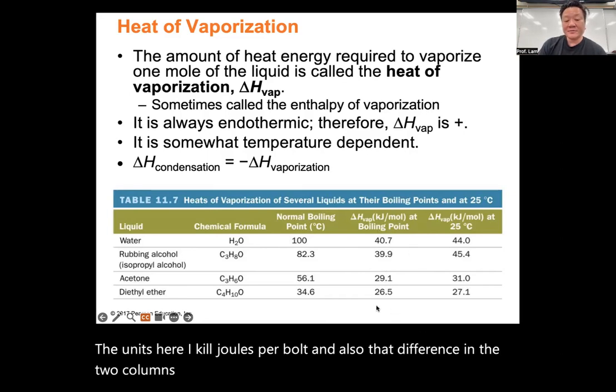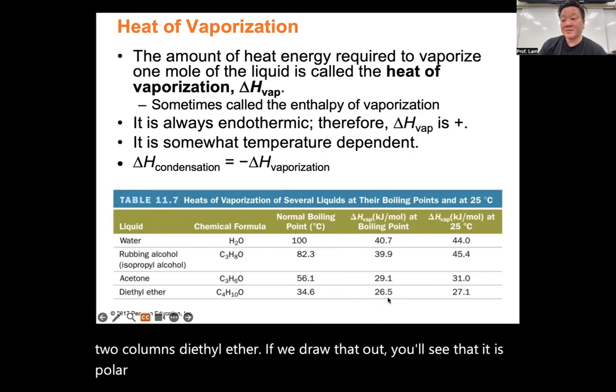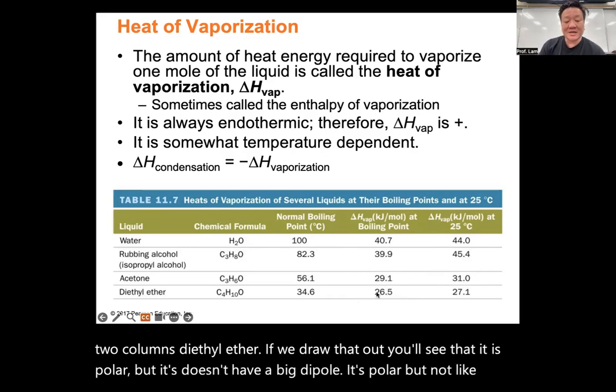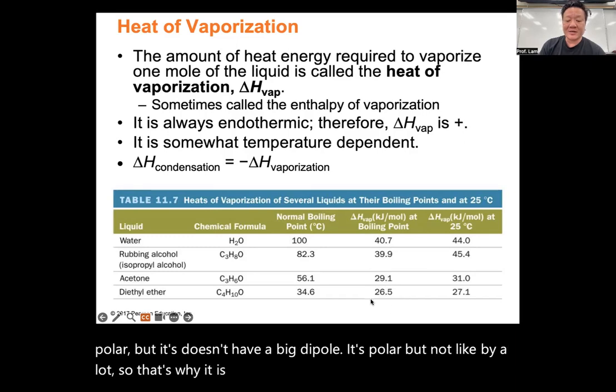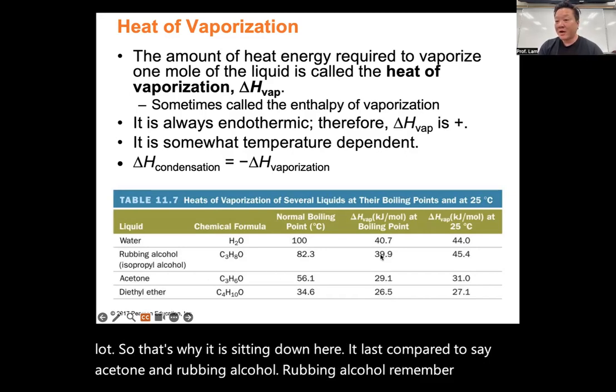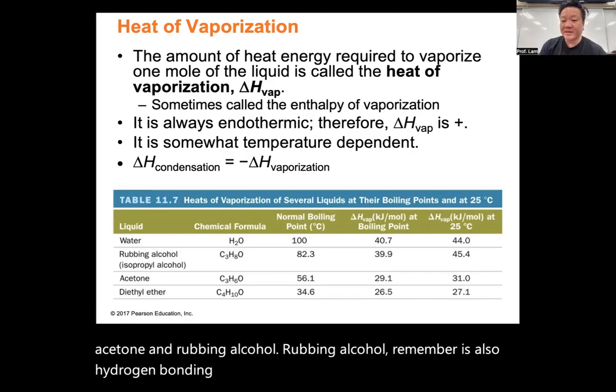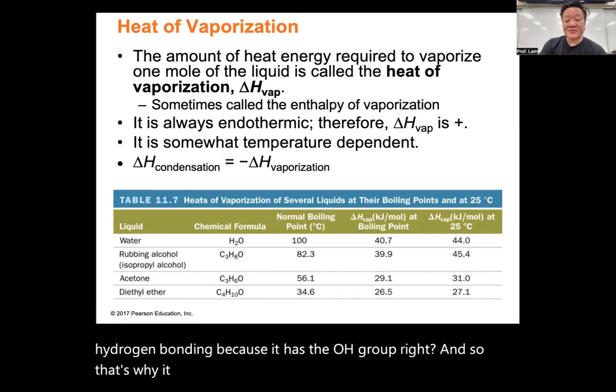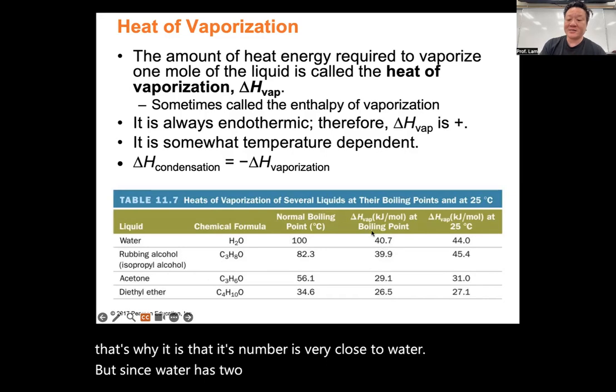Diethyl ether, if we draw that out, you'll see that it is polar, but it doesn't have a very big dipole. It's polar, but not by a lot. And so that's why it is sitting down here in last compared to, say, acetone and rubbing alcohol. Rubbing alcohol, remember, is also hydrogen bonding because it has the OH group, right? And so that's why its number is very close to water. But since water has two OH bonds, right, it still has a higher delta H, right?